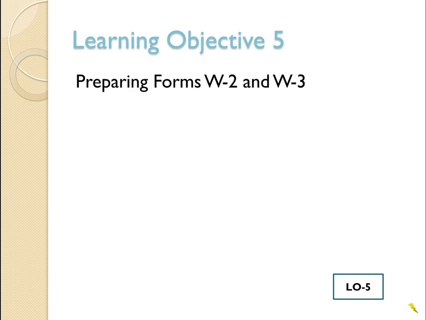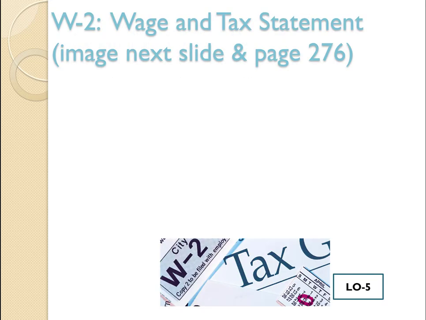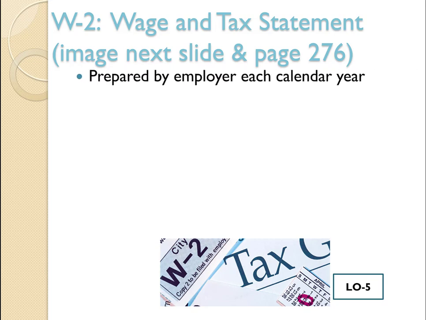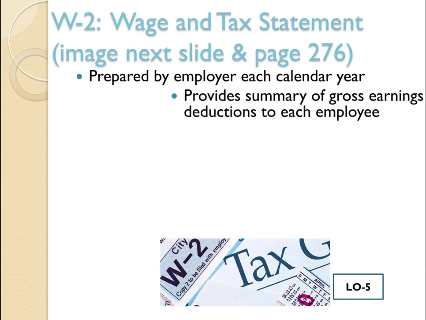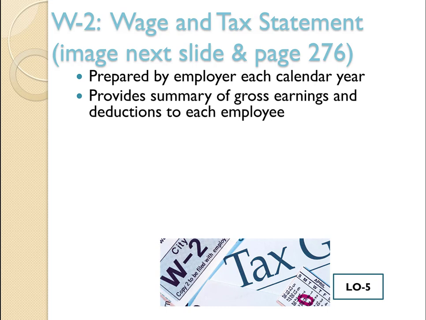Our next learning objective is preparing forms W-2 and W-3. So W-2 is the wage and tax statement. On page 276 of your chapter handout, you can find a picture and more information. It's prepared by the payroll department each calendar year. Each employee will get their W-2 after the year ends, and it provides that employee with a summary of that employee's gross earnings and the deductions like federal income tax, OASDI, and Medicare.